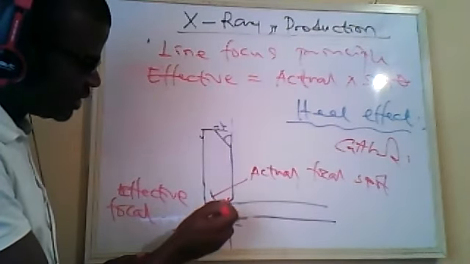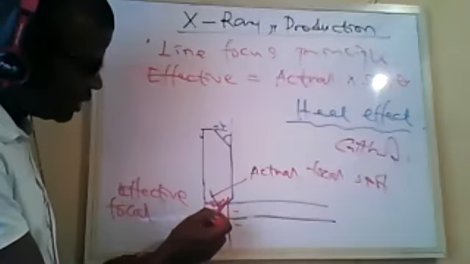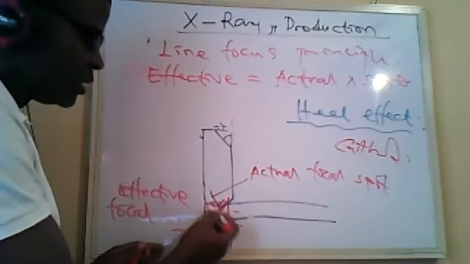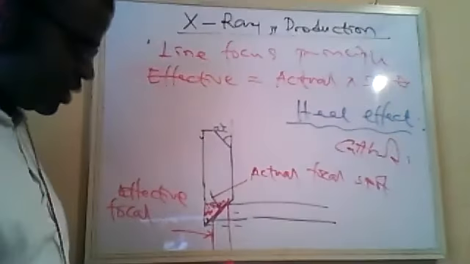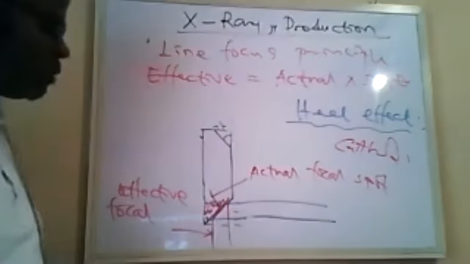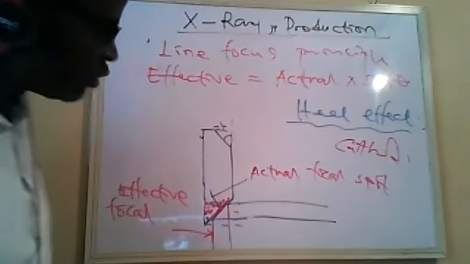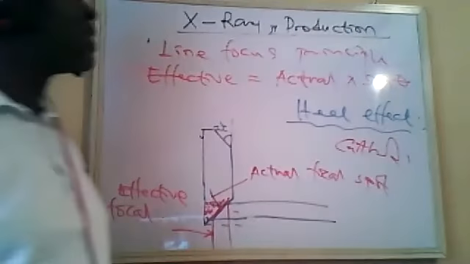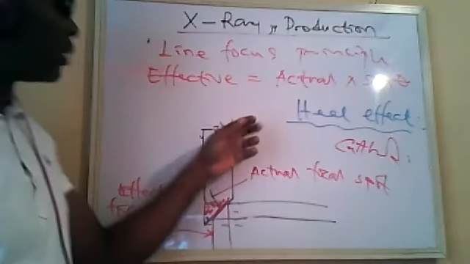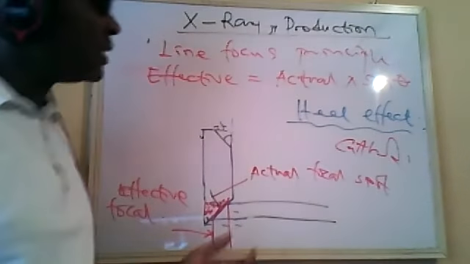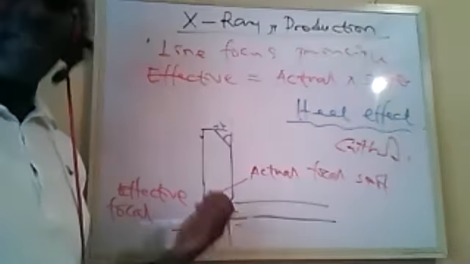Because this one will interact a little bit, whereas the ones deep down here will interact with so many atoms before giving off their energy and eventually being transformed into X-rays. So this is one of the problems because of the ablation of the anode. But then it can be used to an advantage.